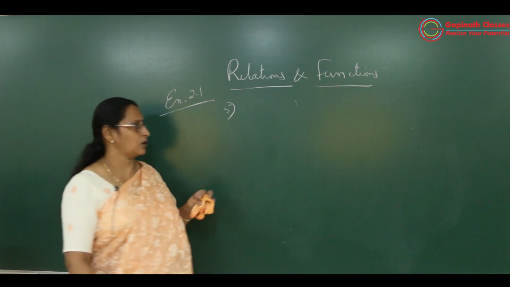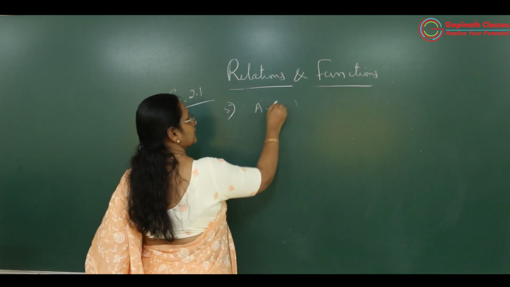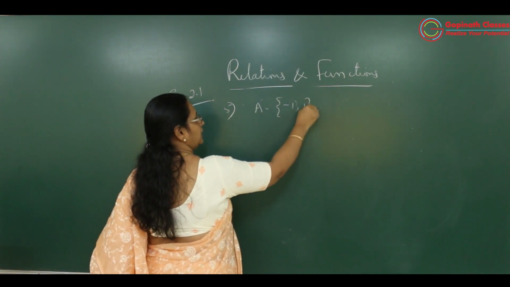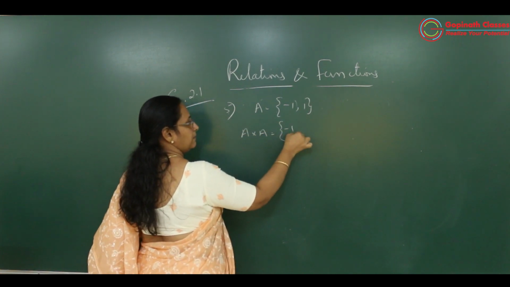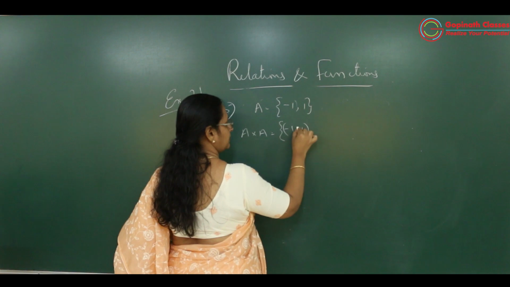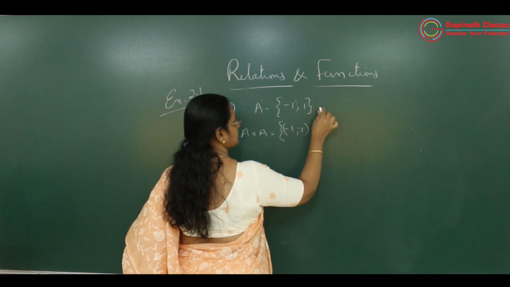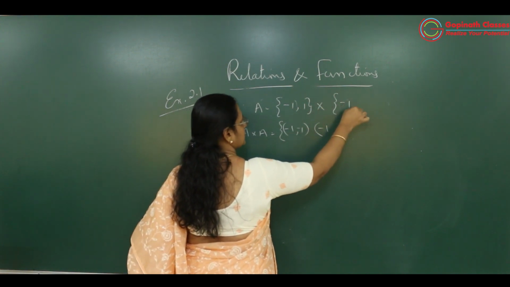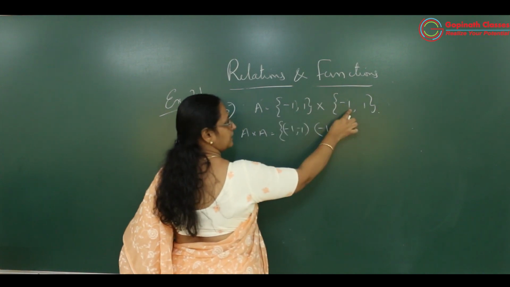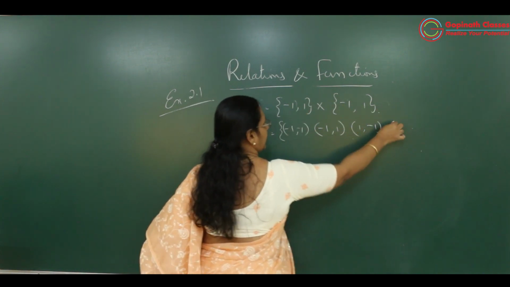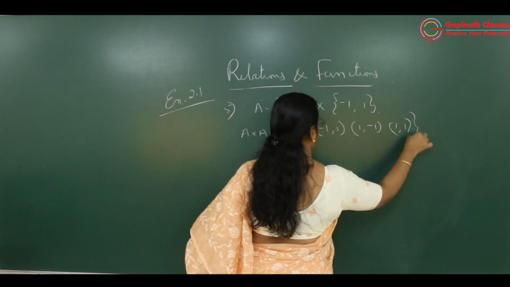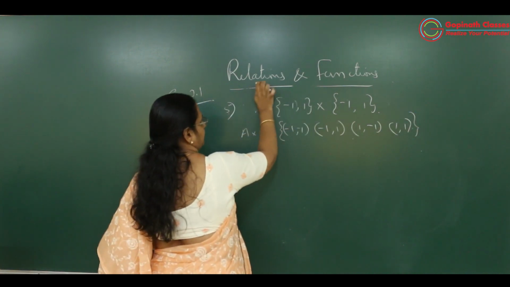Find A cross A cross A. A is the set {-1, 1}. So, what will be A cross A? A cross A will be (-1, -1), (-1, 1), (1, -1), (1, 1). Okay, this will be A cross A.